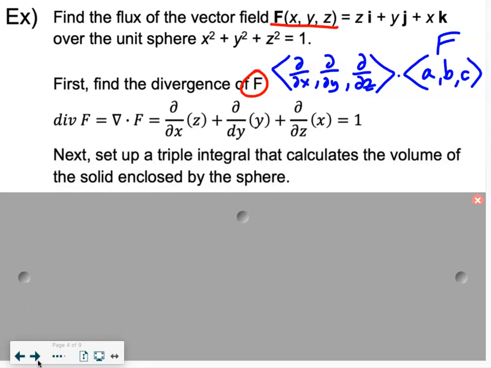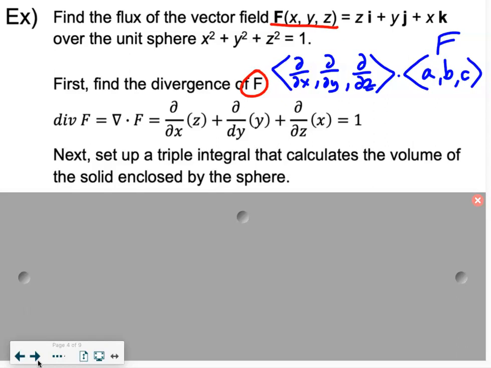All right. So now we're going to set up a triple integral that calculates the volume of the sphere. What would be the easiest coordinate system to use? Spherical. Let's do it. It's been a while since we've done a spherical triple integral. So let's go ahead and set up a triple integral that would give us the volume of this sphere. So think d rho d phi d theta.